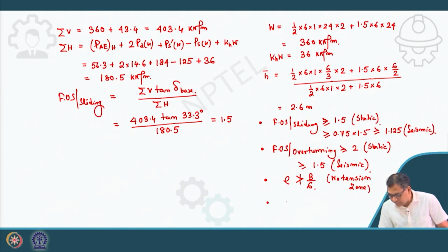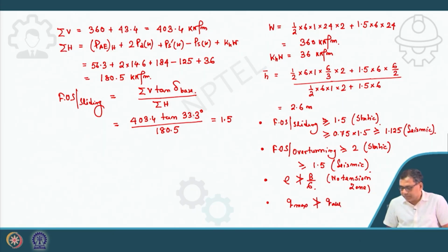And the fourth checking is that the Q that will act should not be greater than Q allowable. So, these 5 checkings I have to do. I have done the first one, sliding, that is 1.5, which is greater than 1.125. So, it is okay or safe.